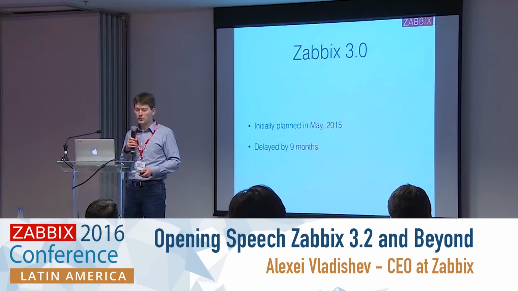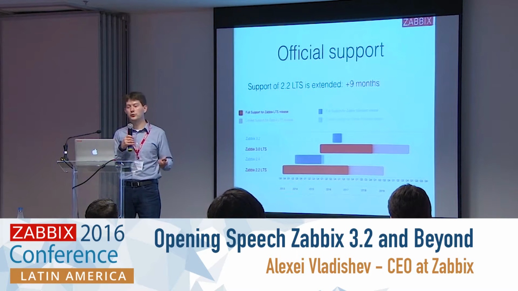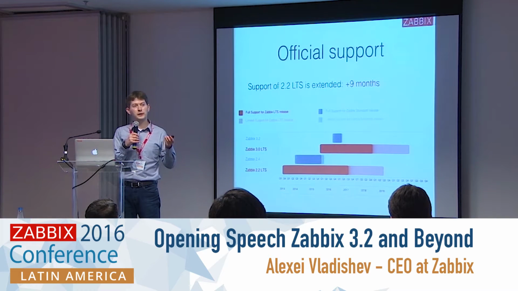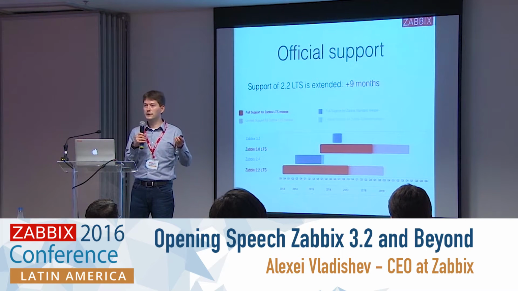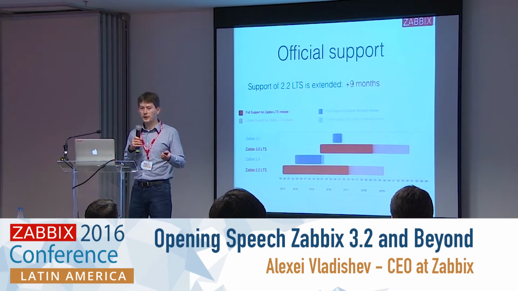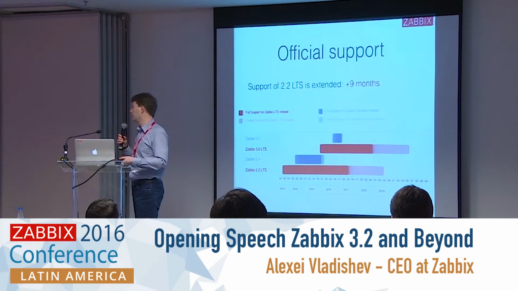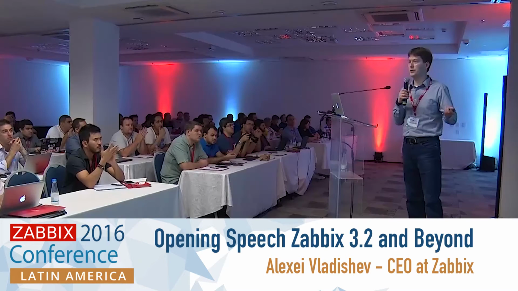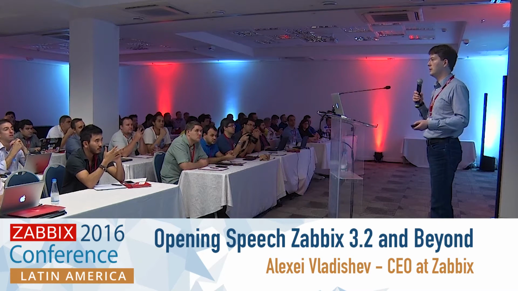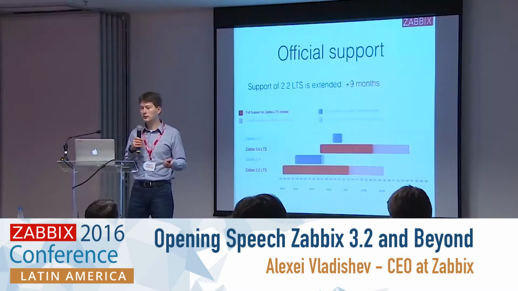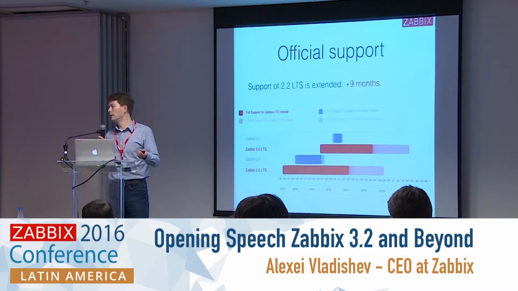Because of this delay, we decided to extend support of Zabbix 2.2. Let me remind you, we have LTS versions of Zabbix like 2.2, 2.0, and 3.0. These are long-term support. We are supporting these versions for 5 years. And because of this delay, we decided to prolong support of Zabbix 2.2 by an extra 9 months. If you are still running 2.2, that's absolutely fine. You don't have a hurry to upgrade to 3.0. You can still use Zabbix 2.2 for another 3 years. You'll get patches, bug fixes, and fixes for security related issues. So everything is fine. You may still stay on Zabbix 2.2 for 3 years.